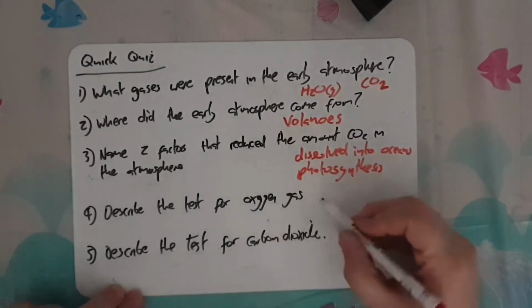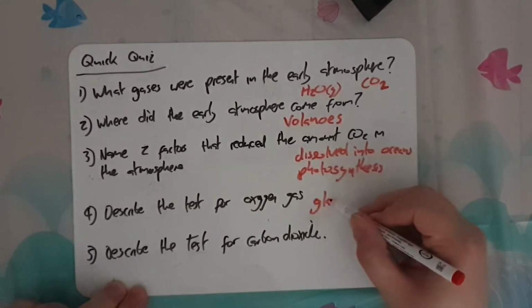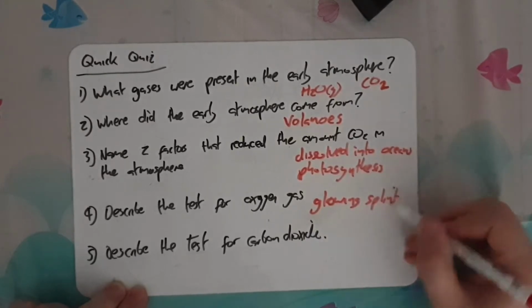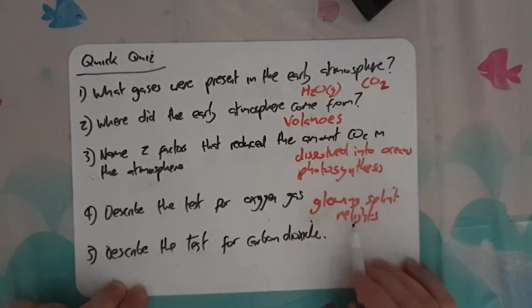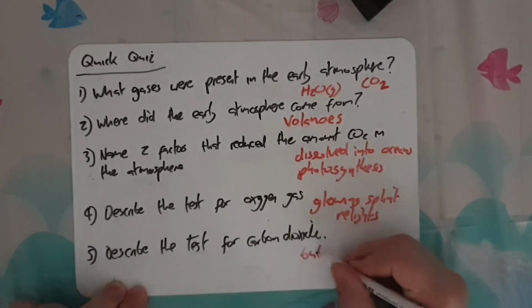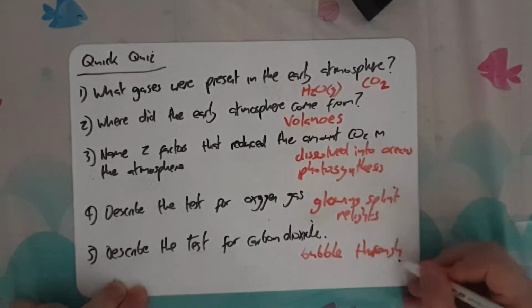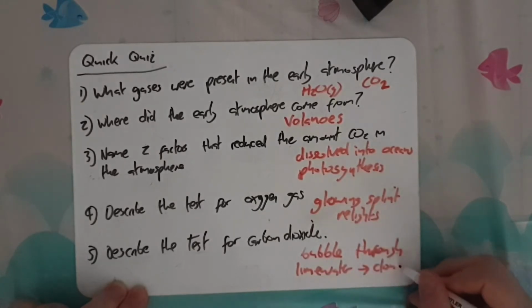Describe the test for oxygen gas. Oxygen gas. A glowing splint will relight. So a glowing splint relights. You have to use the phrase glowing splint. Describe the test for carbon dioxide gas. So you bubble through lime water, and if it's carbon dioxide, it will go cloudy, or you're allowed to say milky, cloudy or milky.